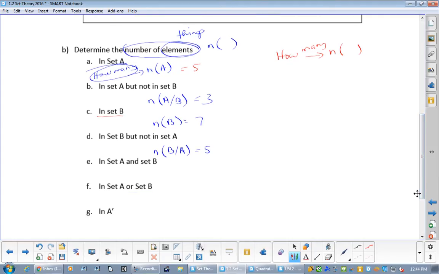Okay, now in set A and set B, how would I write that out in symbol? I just want to write out the question right now. What would that look like? N, A, upside down U, B. That means intersection. That's the football. How many is that? 2.